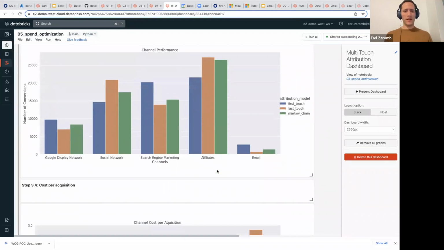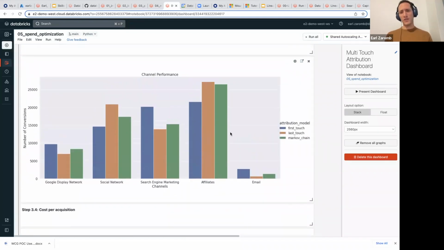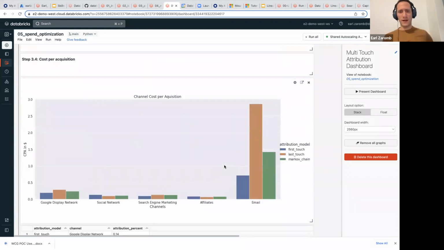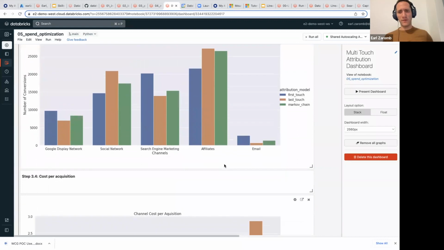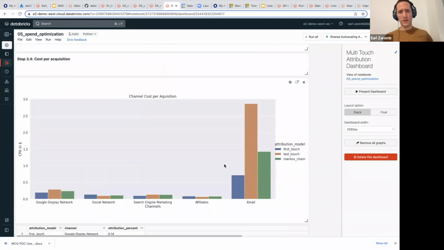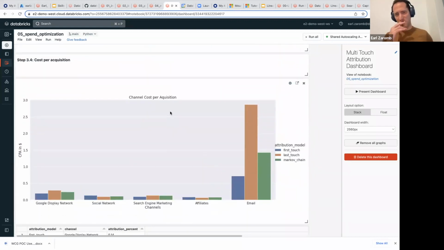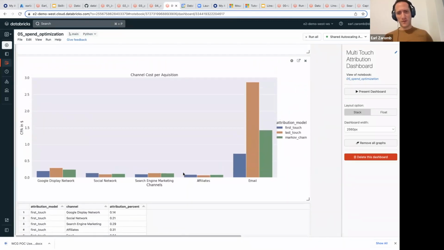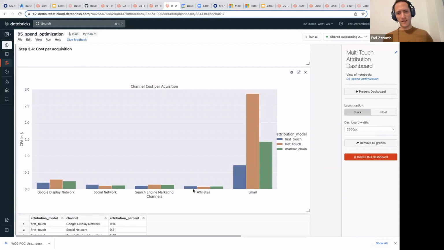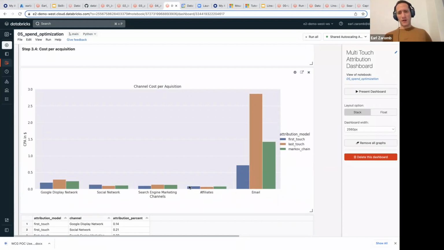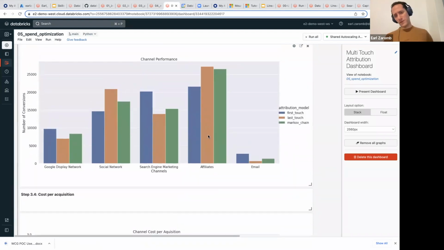But we also have to take into account how expensive each of these channels are. So while affiliates might be most effective, they may also be more expensive. So we also have to look at the overall cost per acquisition. As it turns out, at least in this particular example, cost per acquisition for affiliates is very low. So this is really the best, in the sense that the cost per acquisition is very low, but also their attribution is very high.